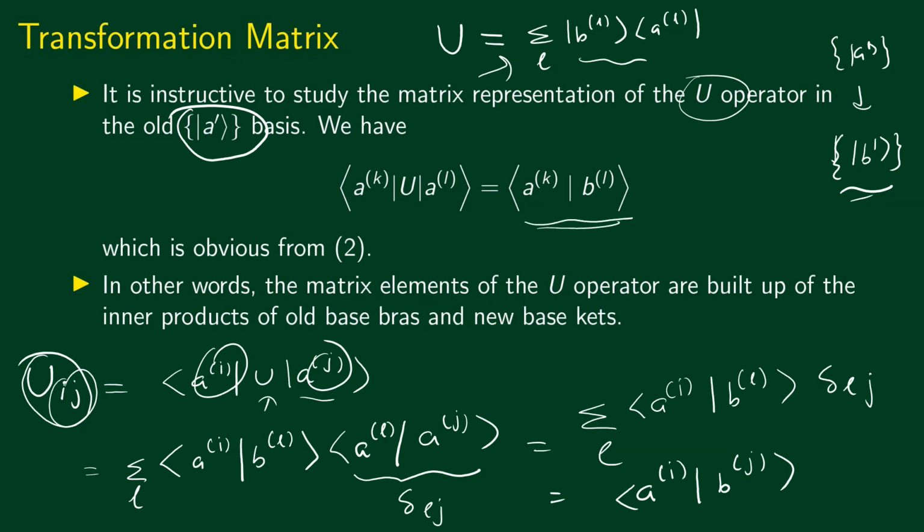So let's say you take the first bra from this set and combine it with a ket from this set, and you'll get one element of this transformation matrix. Like that we can construct all the elements, and clearly this is an n by n square matrix. In other words, the matrix elements of the U operator are built up of the inner products of the old base bras and the new base kets. We can construct this matrix by taking the inner product between the base bras in the old set and the base kets in the new set. That's it. These are the matrix elements.